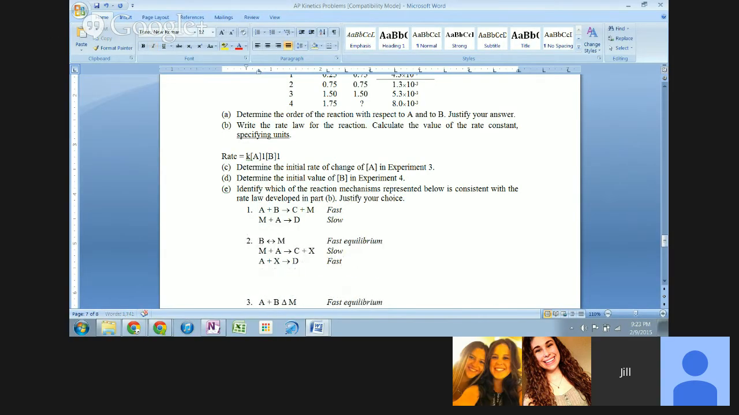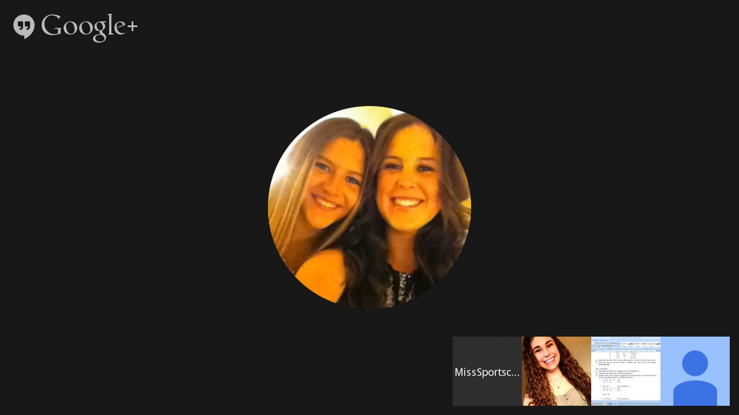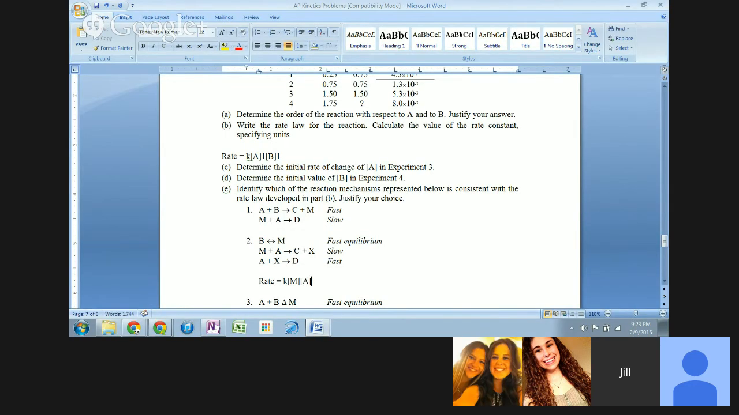So you can do the same thing with number 2. Looking at the slow step here, it looks like the slow step is, again, rate equals k times M times A, but M is an intermediate. If you look at where it comes from, it's produced when B reacts. So we can replace the M with what makes it, B. And actually, that one is consistent with our overall rate law that we found experimentally, A to the first and B to the first.